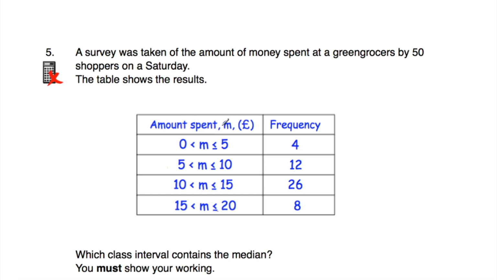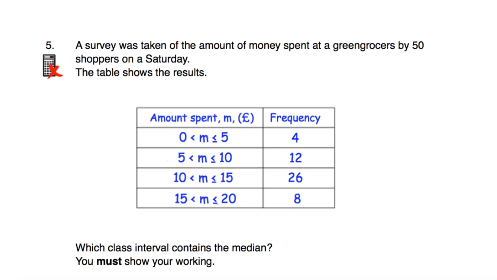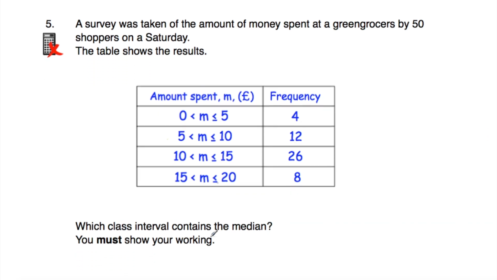So we've got the amount of money spent, so 4 people spent more than £0 but less than or equal to £5, 12 people spent more than £5 but less than or equal to £10 and so on. And we've been asked to find which class interval contains the median, and we must show our working.